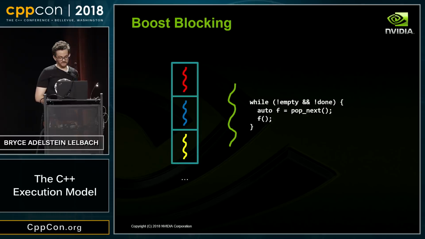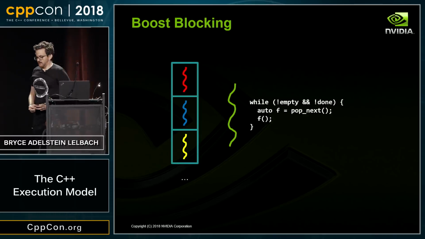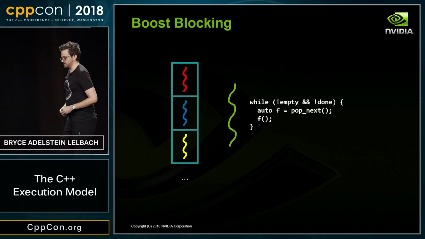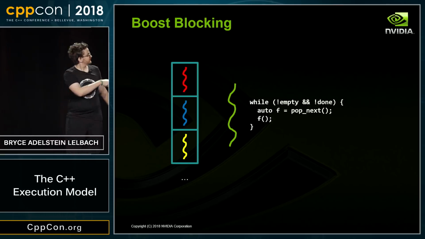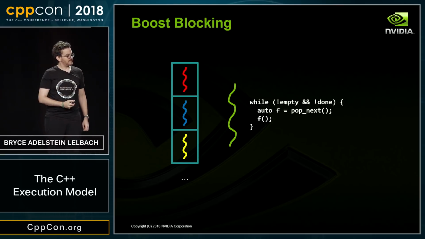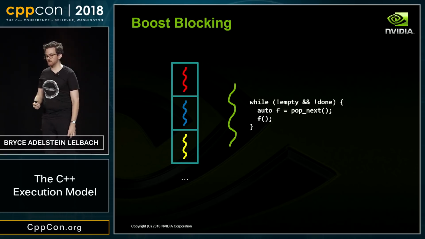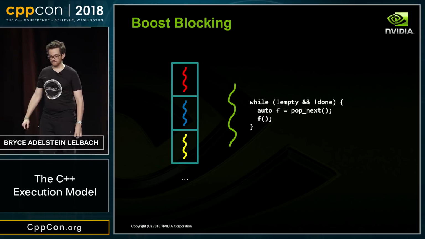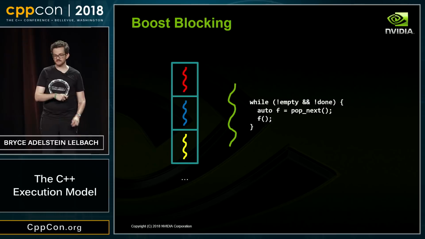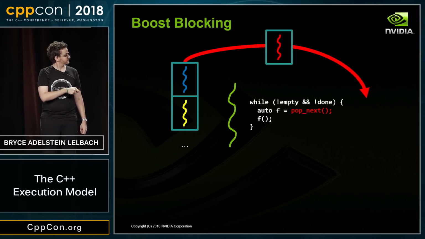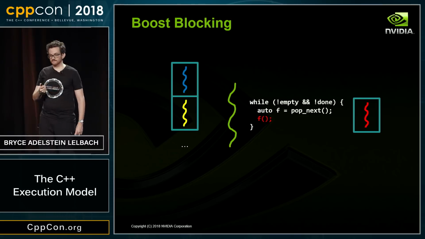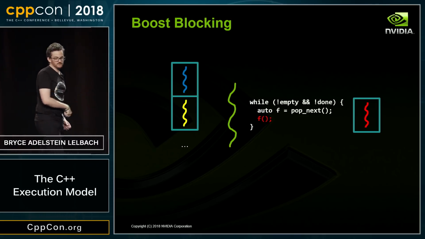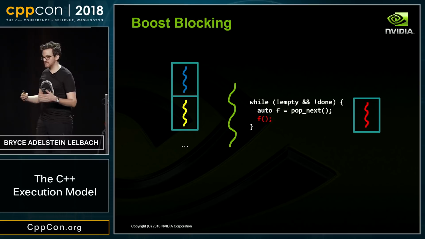So, a slightly more advanced example: let's imagine we have some sort of thread pool where we've got a single queue of tasks. This is the queue here. And then I have some number of worker threads, and what the worker threads do is they check whether this is empty or whether they've been signaled that the thread pool is being shut down. If it's not empty and they're not done, then they get something out of the queue and execute it. And so these tasks in the queue, we can think of as threads of execution.